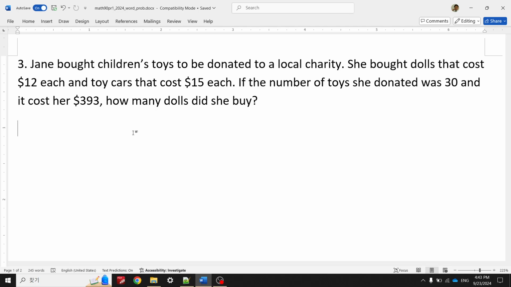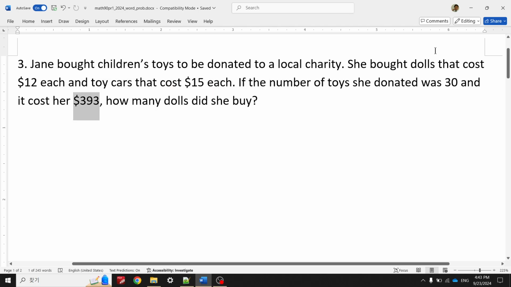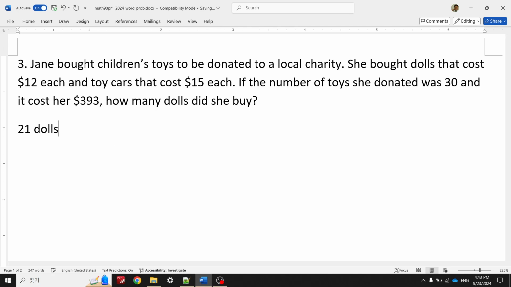Can you change this question to a question where instead of giving the total, just choose some number of dolls and number of toy cars and ask the total? That anyone can do, right? Okay, so pick a number for dolls. Okay, 21 dolls. Let's pick a smaller number. Okay, 20 dolls. How much does that cost?